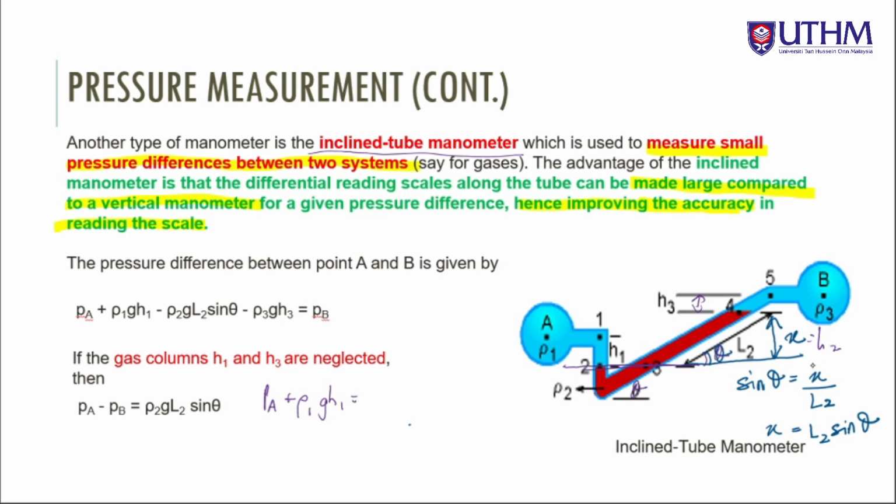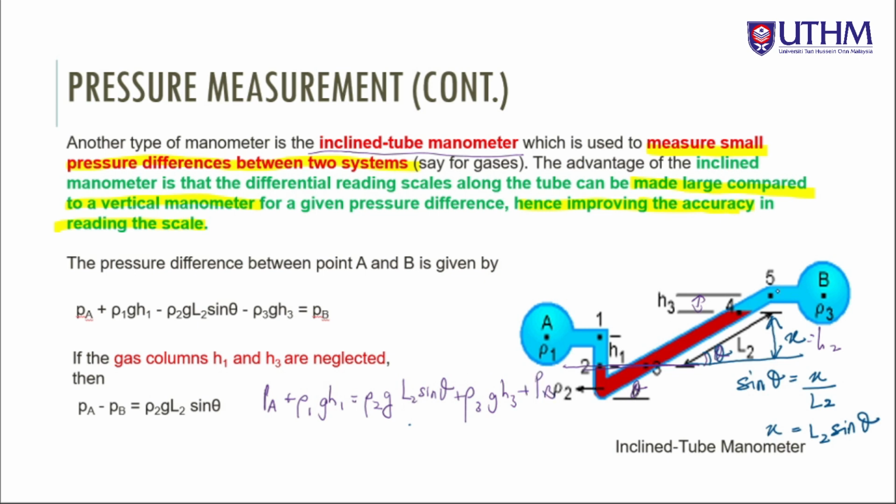Okay, so macam mana kita nak buat? Kita guna trigo lah. And sin theta equals to X over L2, so kan, opposite over the hypotenuse. And then the X or H2 equals to L2 sin theta. So kita dapat untuk yang tu adalah rho, kalau merah ni ada rho 2 G L2 sin theta tambah yang atas ni pula rho 3 G H3 tambah PB.